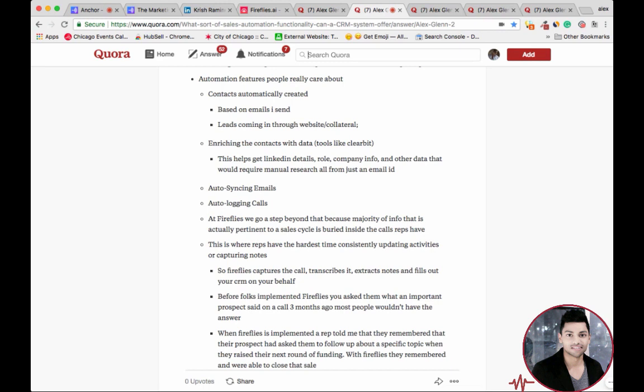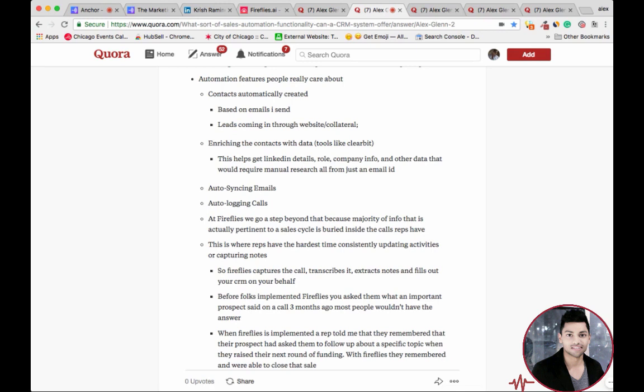And this area was particularly interesting to us because a majority of the things that were not getting processed and tracked was what's happening on the calls. Reps are spending most of their time in calls, and we think there's a ton of important information there that needs to be getting captured. And that's why at Fireflies, we wanted to go a step beyond that and really look at that area.